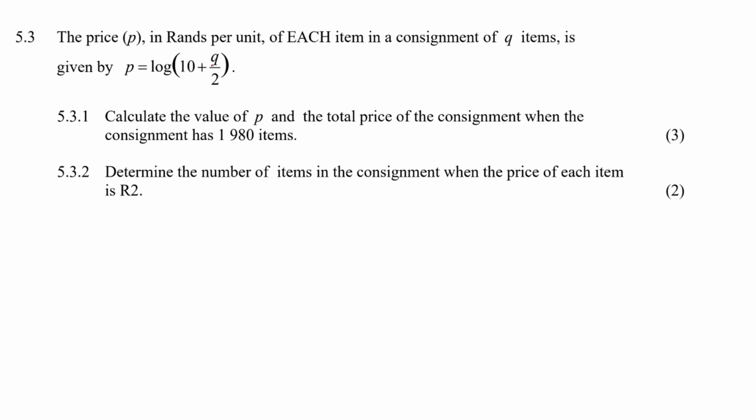The price in rands per unit of each item in a consignment of Q items is given by this. Okay, so calculate the value of P and the total price of the consignment when the consignment has 1,980 items. Okay, so 1,980 items is going to go there because that's items. So P would then be log of 10 plus 1980 over 2. And that would be 3. That just gives you 3.